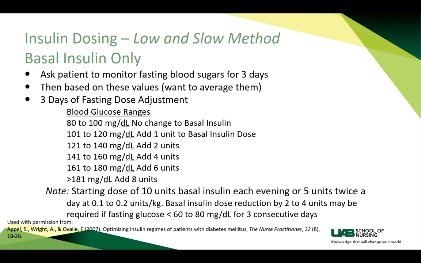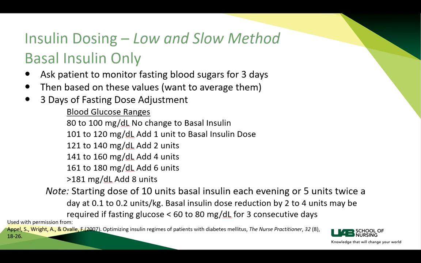Again, we want to start doses of 10 units of basal insulin each evening, sub-Q. We would instruct a patient to take 5 units twice a day only if they were using the intermediate acting insulin category, or NPH, as their basal insulin. Otherwise, the other long-acting insulins would be our choices as basal insulin, and because those last at minimum 24, sometimes up to 36 hours, we would dose just once a day. It's important that we know as well that we're still dosing and trying to stay at 0.1 to 0.2 units per kilo.